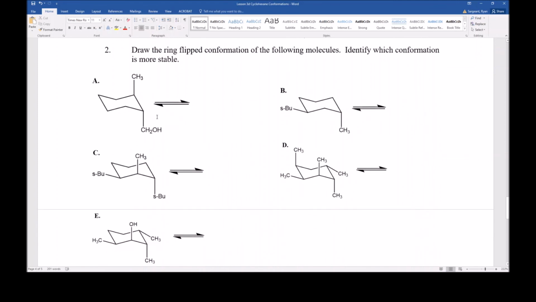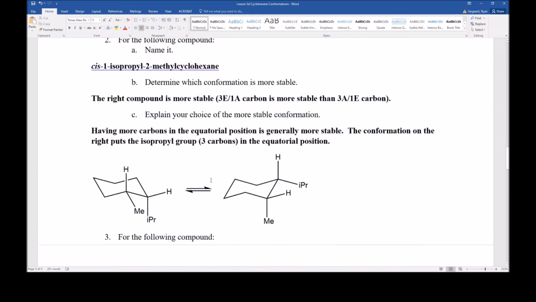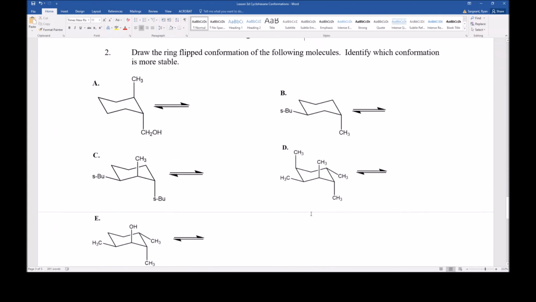And then for the second part of this question, and hopefully 5 different students will submit answers for this, you need to draw the ring flipped version of the ring that I've given you and then decide which of those 2 conformations, the one that I've given you or the one that you fill in, ends up being more stable, and then why. And you're going to spend some time counting carbons just like we did in question number 2, where having more carbons in the equatorial position is generally more stable. That's what you're shooting for in the chalkboard problems.